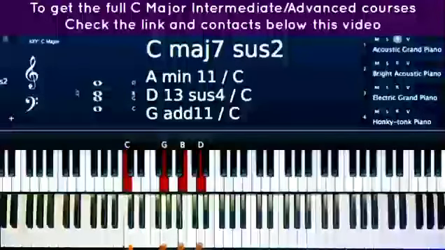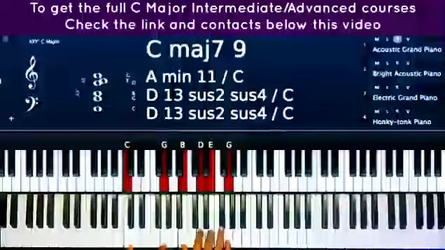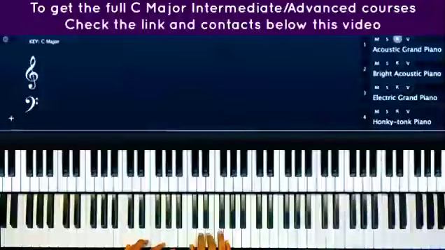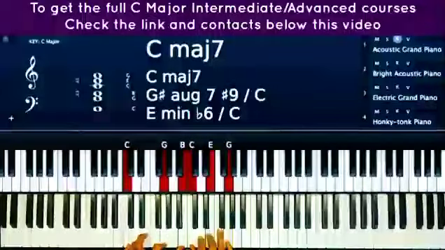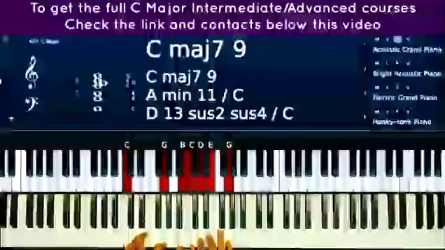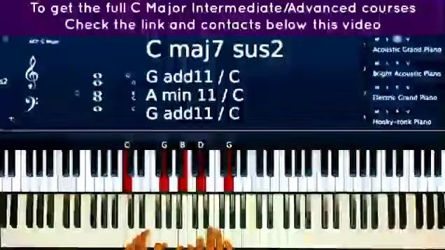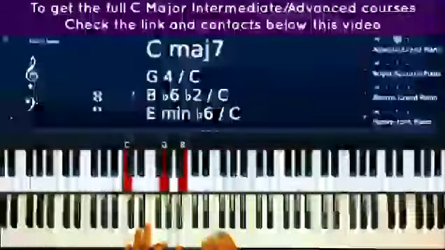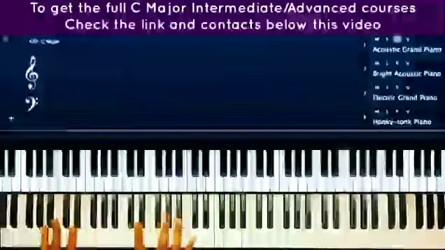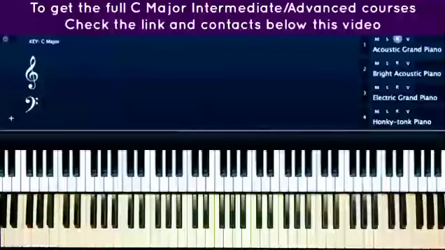So this is just like a C major 7th chord with a D, so that makes it a C major 9th. Okay, that's our first chord. And then our next chord, that's our 1. Remember, progression is 1, 6, 2, 4, 5. Okay, so that's our 1. And then our 6.